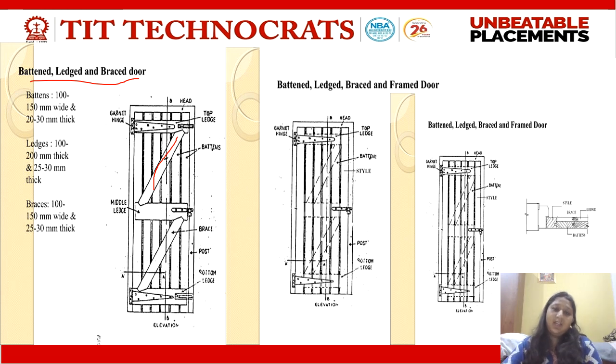Okay, here again more improvisation was done to the same type of door by providing a frame. Up till now what we have seen is just this sheet, battens and ledges, but to support this, just as a photo frame, all of us have a photo frame. If you have observed, we provide a frame to protect the edges of a photo, no? So similarly, to protect the corners of my battens and ledges, I've created a frame. See this one. Inside a frame I've fixed my battens and then ledges and then this brace assembly.